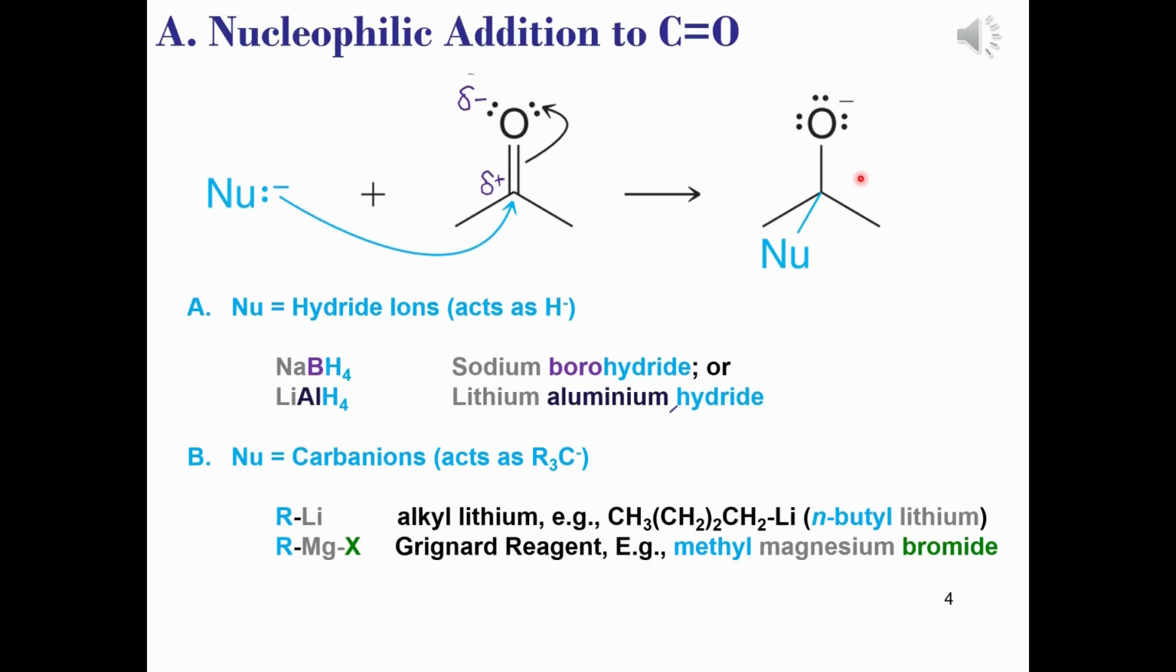Let's discuss this further by thinking about the nucleophiles that are able to attack this electrophilic center of the carbonyl. One nucleophile used in nucleophilic addition reactions is the hydride anion, and this is H-. Sources of this hydride anion include two reagents, that's sodium borohydride and lithium aluminium hydride. We will discuss these in the next video in more detail.